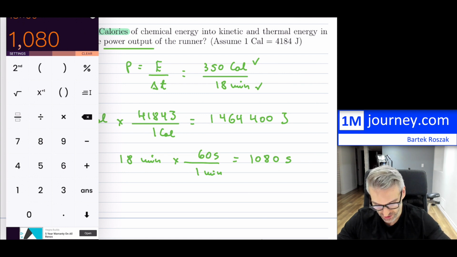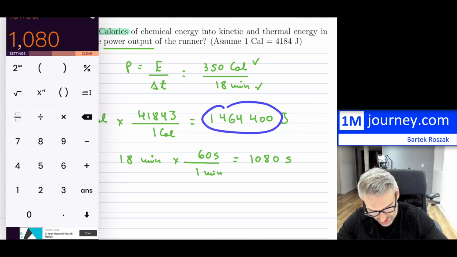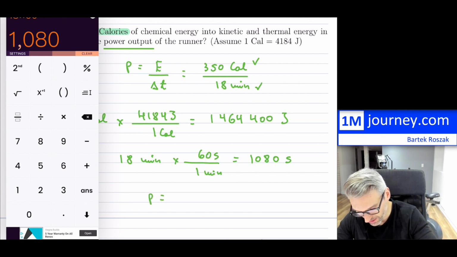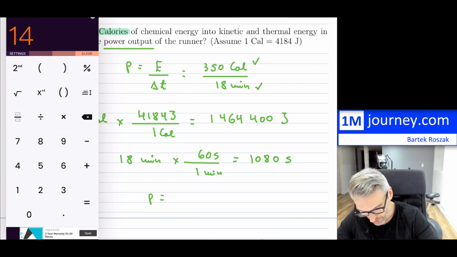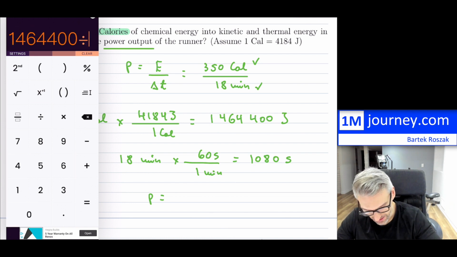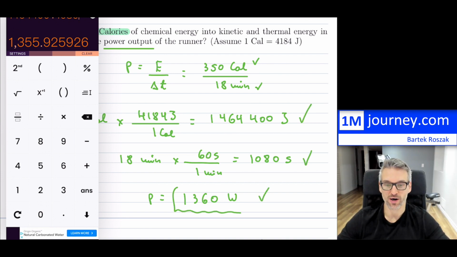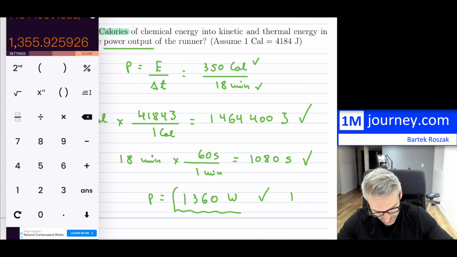All right, so now if we substitute these two particular numbers, this is for the energy, this is for the power, our answer is going to be in SI units. So the power is equal to, let me plug all of this back in, 1,464,400 divided by 1080. And so there you have it. I'm going to just round this off to 3 significant figures. This would be watts, or the wattage that you have. So in this case, this is actually 1.36 kilowatts that you have.